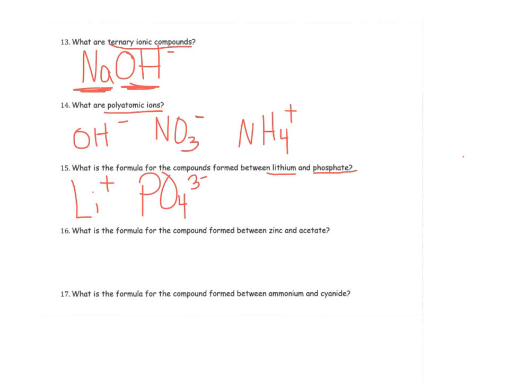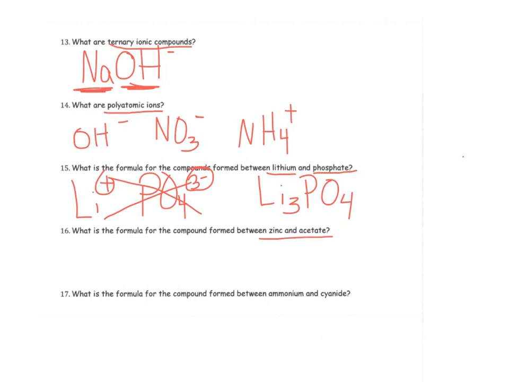So, just like in the past, I am going to crisscross the charges, swap and drop, making this Li. I get a little 3, and then PO4, and we don't put the 1 there. If I put a 1 here, then that means there's like 41 oxygens. So I don't do that. It's a 1, so in chemistry, it's not written. And there we have Li3PO4, lithium phosphate.